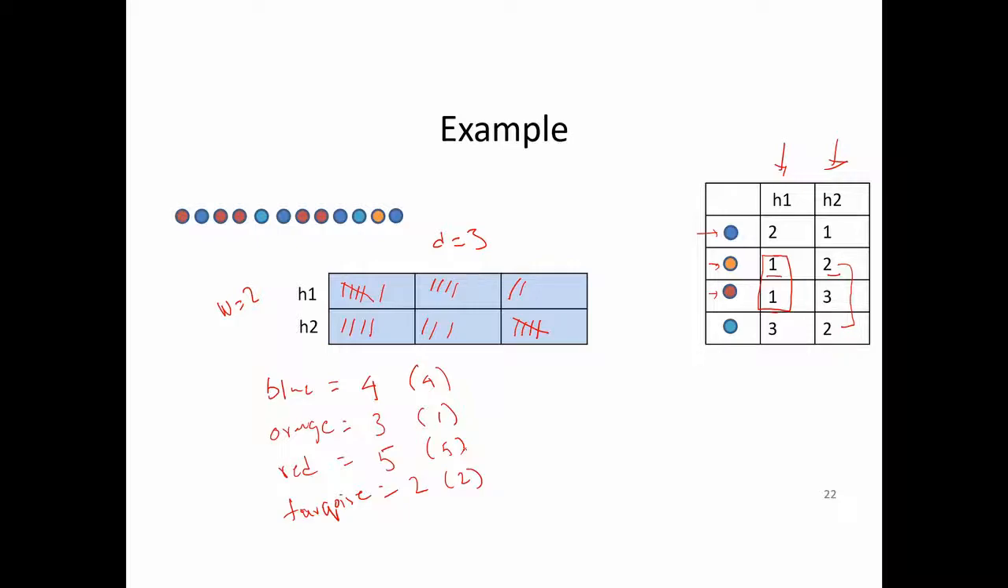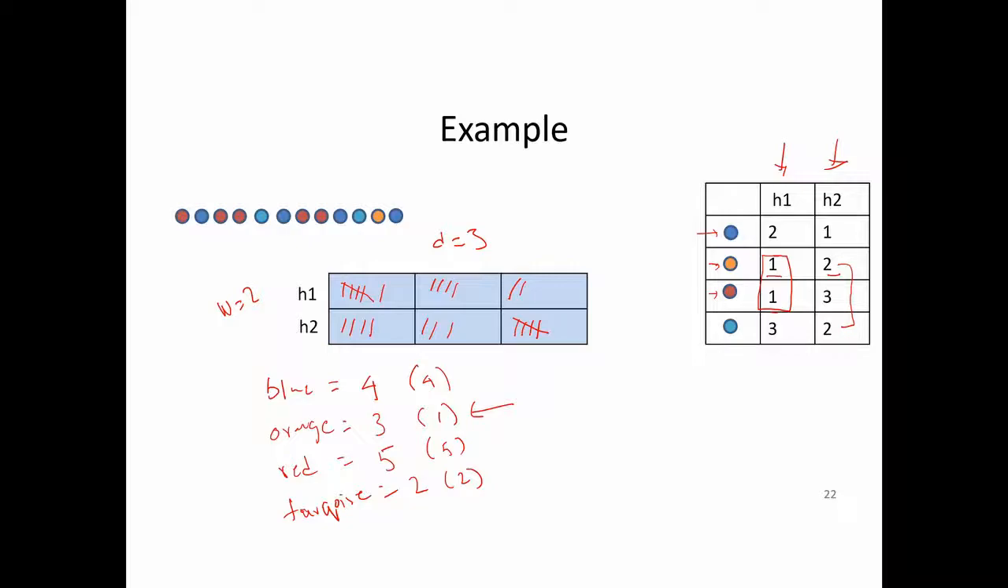So you see orange is being overestimated because what is happening is both of its coordinates have some collision. But even if one coordinate doesn't have any collision, then there is no overestimation.